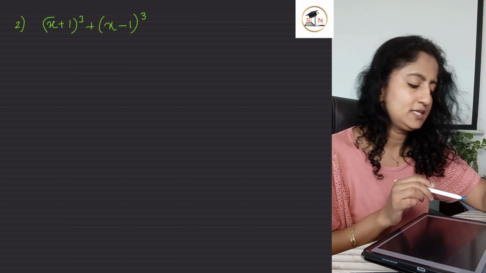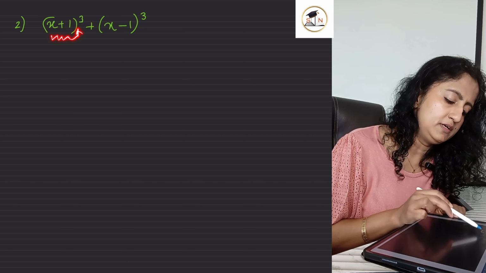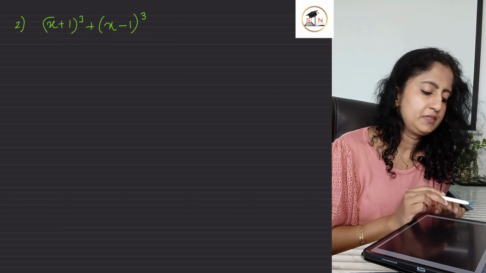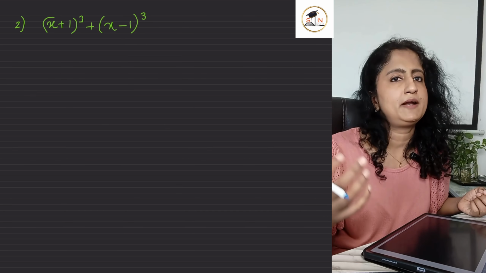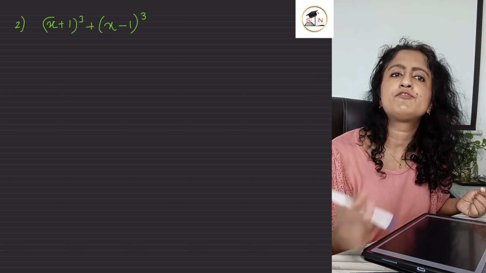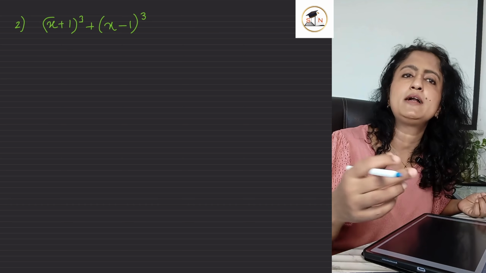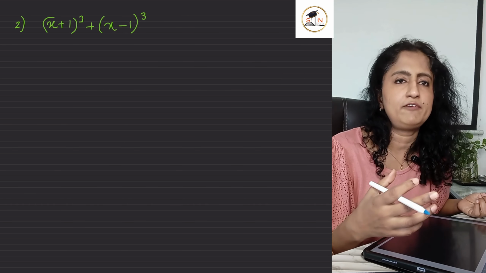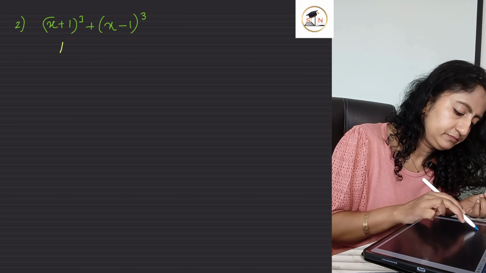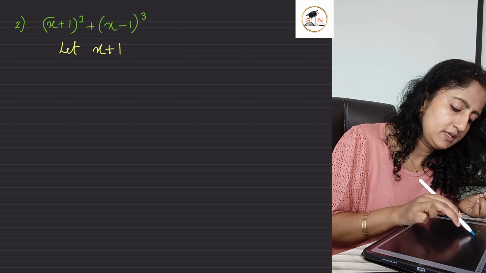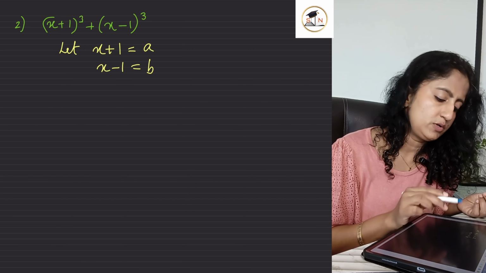Moving on with the next. Okay. This question is slightly different because you can see that we have x plus 1 whole cube, then x minus 1 whole cube. I know every time we are inclined that we should be expanding the first bracket, expanding the second bracket. But I have told earlier also, if you follow that method over here, you will be able to simplify, but you will not be able to factorize. So how do we start? Let x plus 1 equals a and x minus 1 equals b. This is what we do, right?